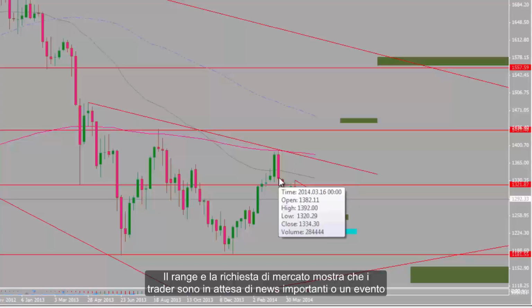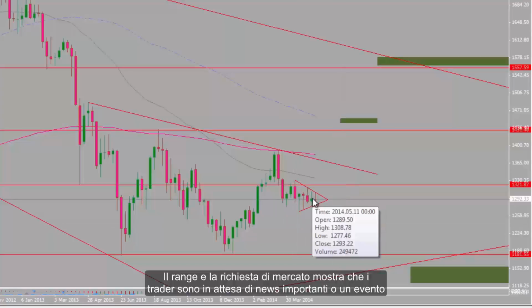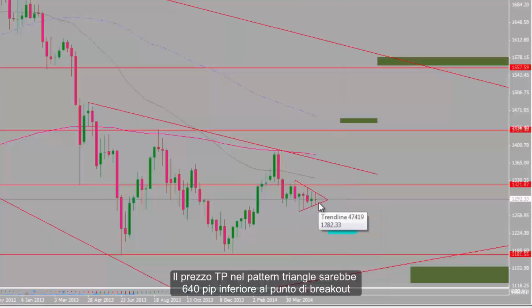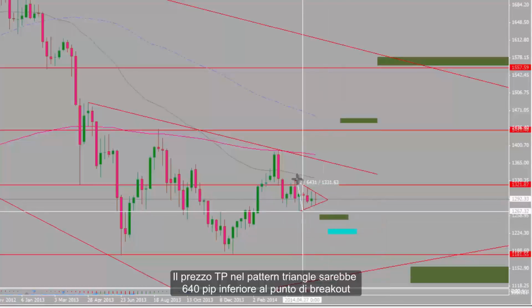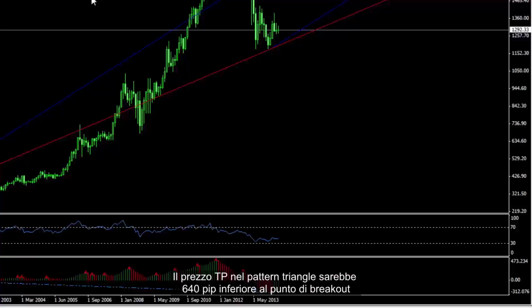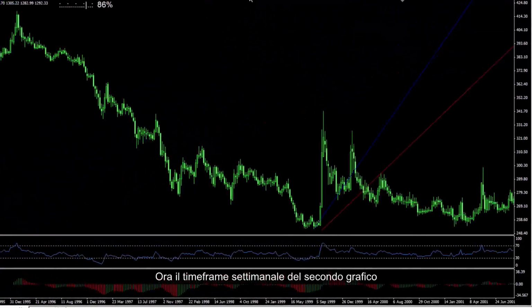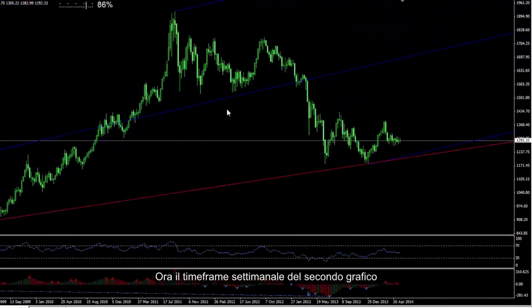The range and claim market shows that traders are waiting for a major news or an event. The TP price in the triangle pattern would be 640 pips lower than the breakout point. Now, a weekly time frame of the second chart. There is a bearish Andrews pitchfork on the most recent trends.